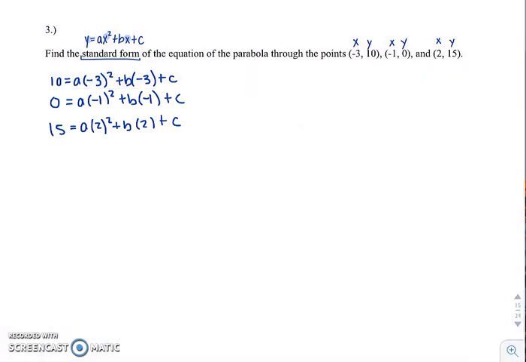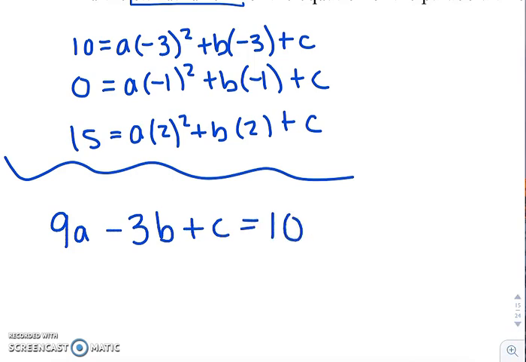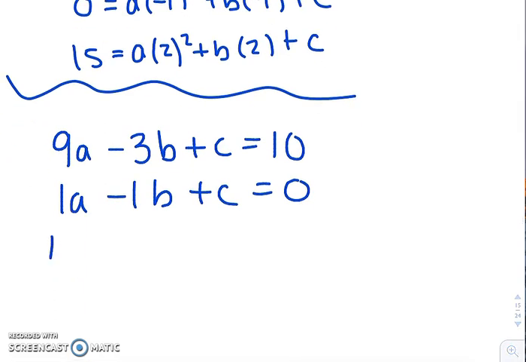So the only thing I'm going to do is rewrite these so that they look a little bit like what we were just doing, with the 10, the 0, and the 15 on the right, and I'm going to simplify the parentheses a little bit. So the first equation, negative 3 squared, becomes 9a minus 3b plus c equals 10. The second equation becomes 1a minus 1b plus c equals 0. And the last one will become 4a plus 2b plus c equals 15.